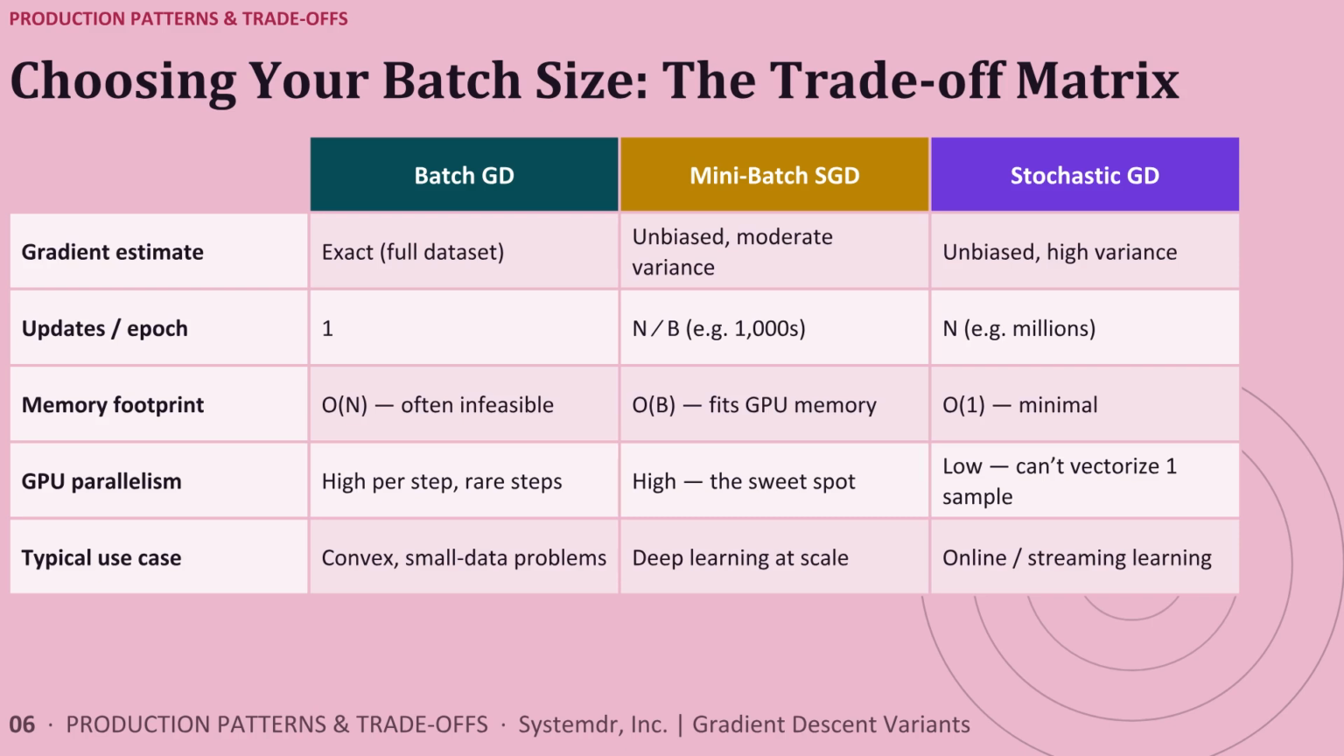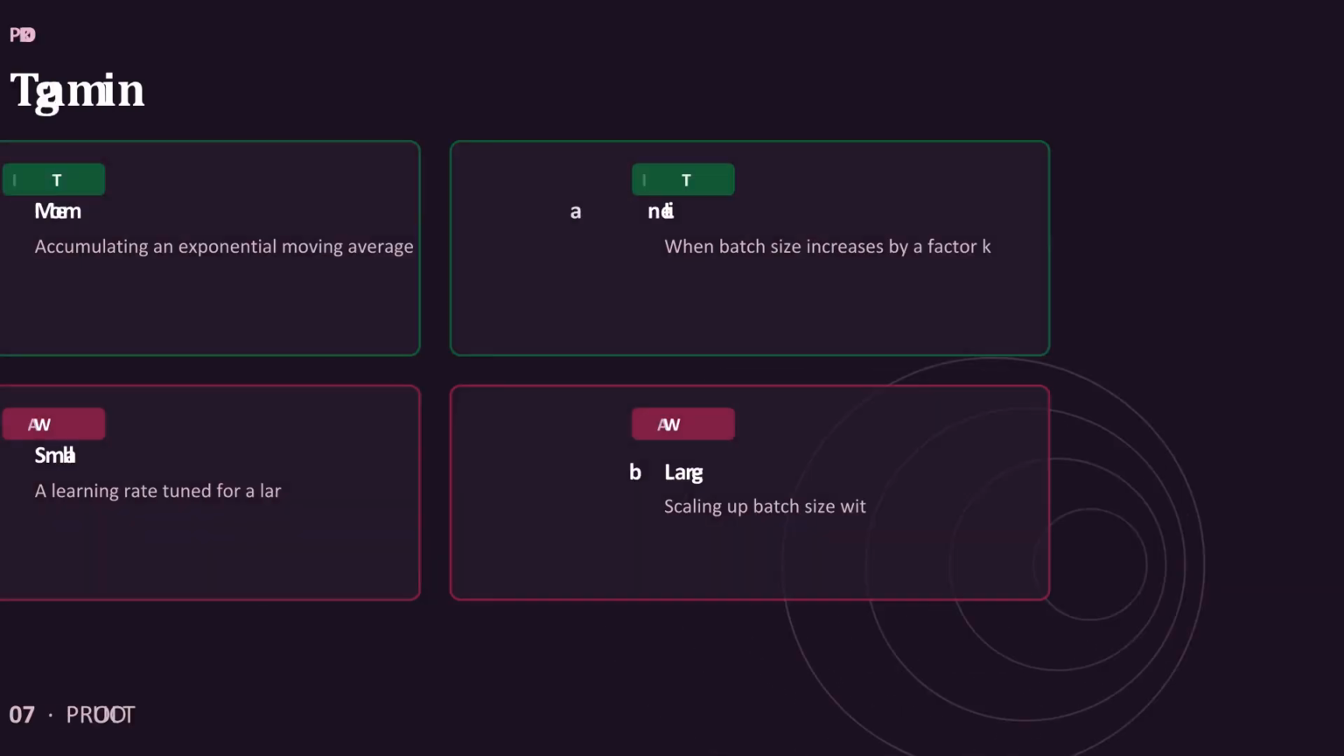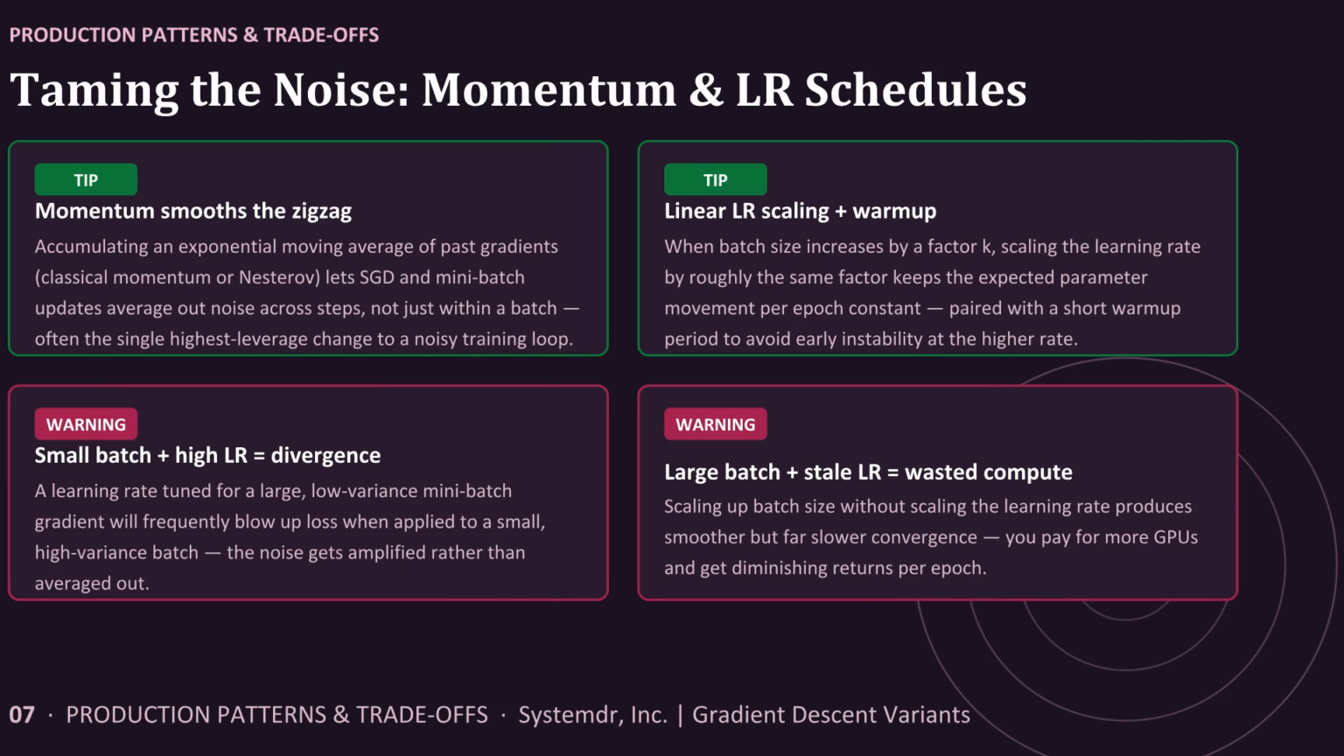Choosing the batch size is only half of this. Next, how you keep training stable once you've picked one. 4 quick practical patterns here. 2 tips, 2 warnings. First tip, momentum smooths the zigzag. Accumulating an exponential moving average of past gradients, classical momentum or Nesterov, lets SGD and mini-batch updates average out noise across steps, not just within a single batch. This is often the single highest leverage change you can make to a noisy training loop.